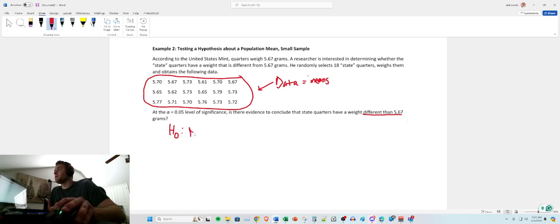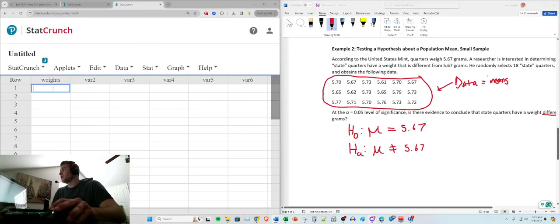So this will be mu, and it's known to be 5.67 grams is what we're working with, but we'll just leave it as 5.67. The alternate, we'll put 5.67 again. We know that this one is different than, so again, this is two-tailed once again. And so now we're going to type this into StatCrunch over on the side.